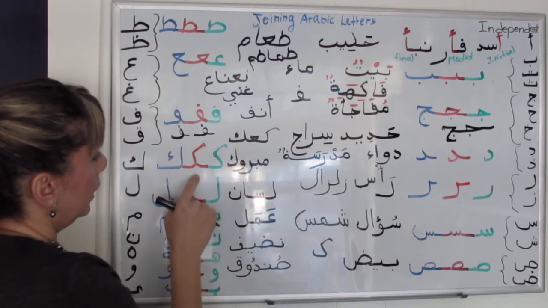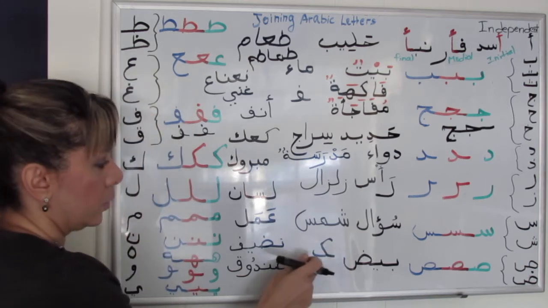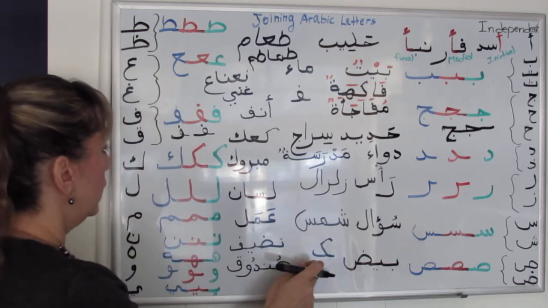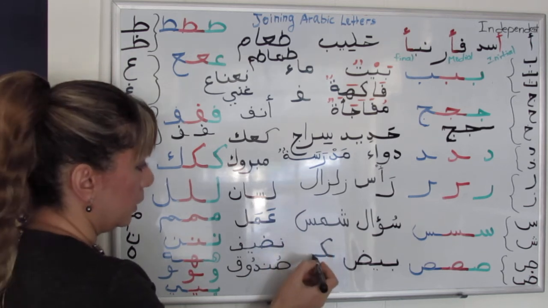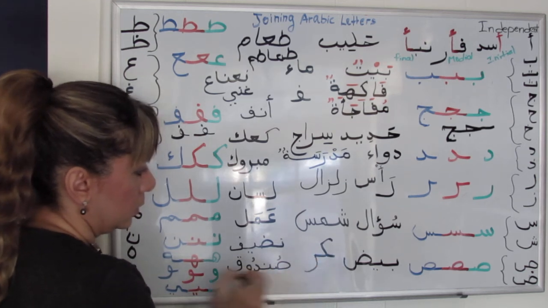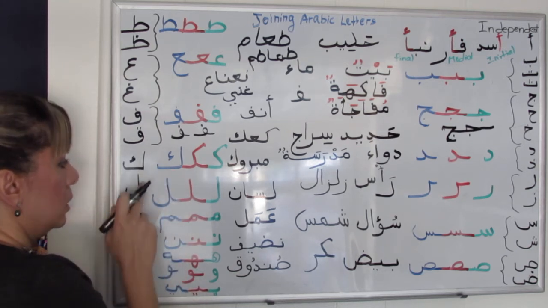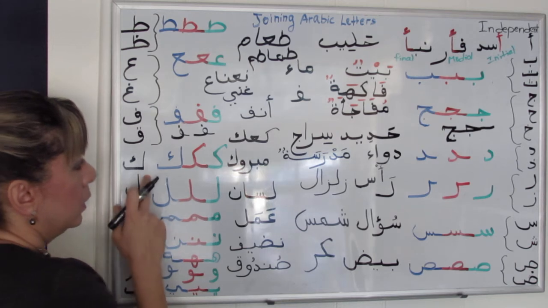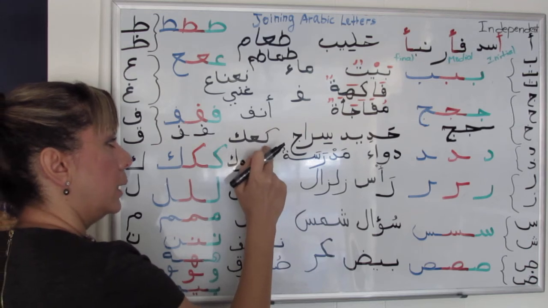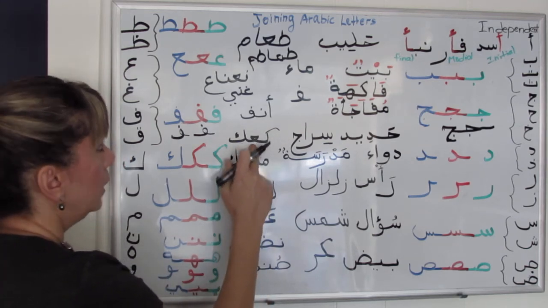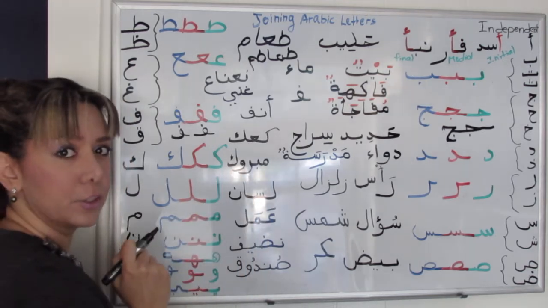Kaf. And when it's in the middle, we just add a little link to it from the right. And if we want to keep connecting it, for example, let's add a ra. It will be connected this way. When it's in the end, it keeps its independent form, like kak. Here we have kaf in the beginning and in the end, with ain in the middle form. Kak, cake. Mabruk, it means congratulations.